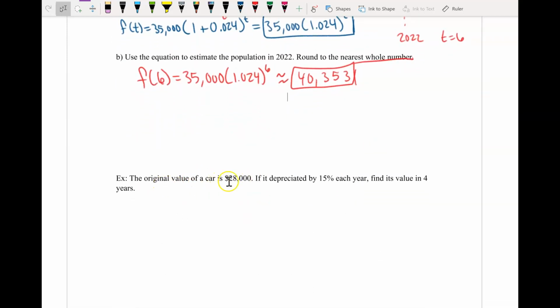Okay. All right. Now let's look at this particular problem. The original value of a car is $28,000. If it is depreciated by 15% each year, find its value in 4 years. If you've bought a car before, you probably know what depreciation means. The value of a car every year lowers. If you bought a car, it's not going to be worth $28,000 every single year. Every single year it loses value. So in this case, the value of the car goes down by 15%. You can see here, this is going to be exponential decay.